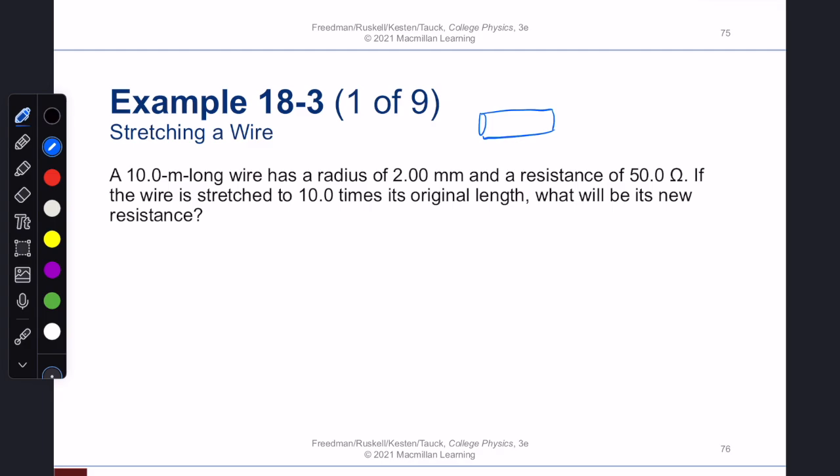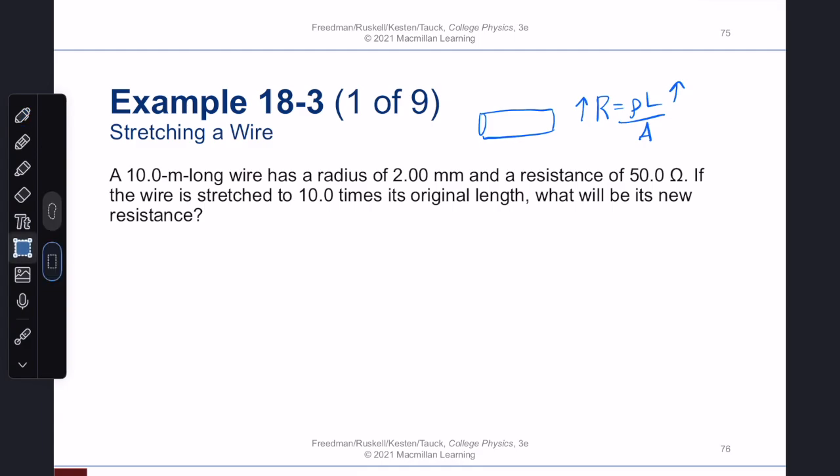So you may be inclined to write down the equation for resistance, which is rho L over A, and noting that increasing L would increase the resistance, right? But by how much? Is it simply just by 10? Well, the answer is no, and here's why.